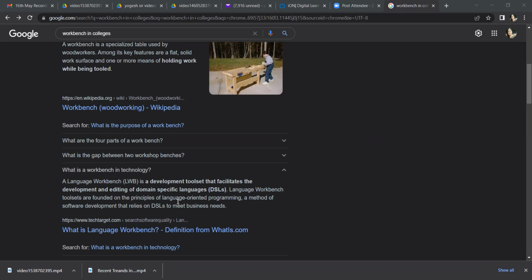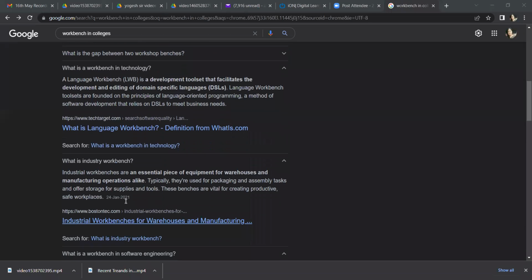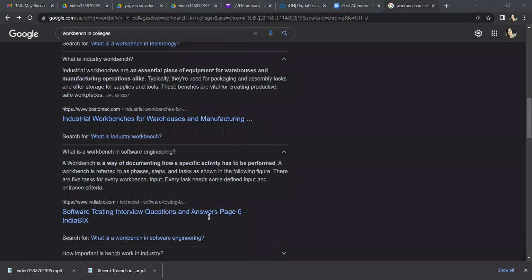Okay, so if you are creating a particular product, you need to have documentary support for the language which is used. So that is basically a support, and that's why it's called a workbench. Okay, similarly, what is an industry workbench? It is an essential piece of equipment for warehouse and manufacturing operations alike. Typically, they are used for packaging and assembling tasks and offer storage for supplying. Now, basically, something which is outsourced, but it's a support system for us. That is a workbench. Similarly, what is a workbench in software engineering?